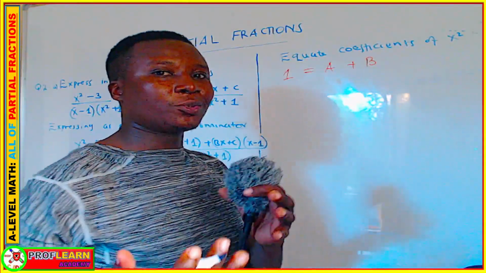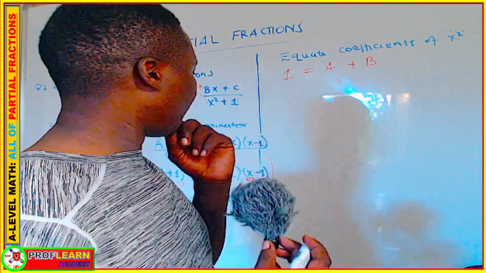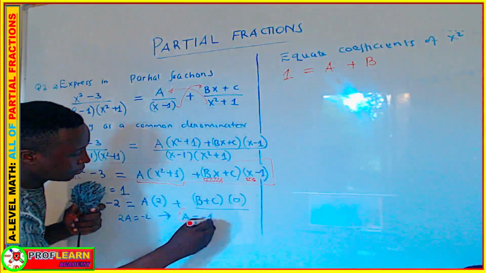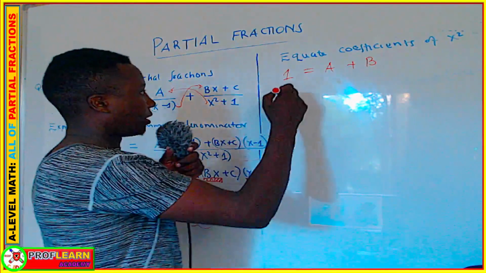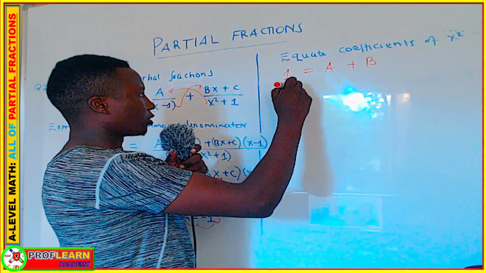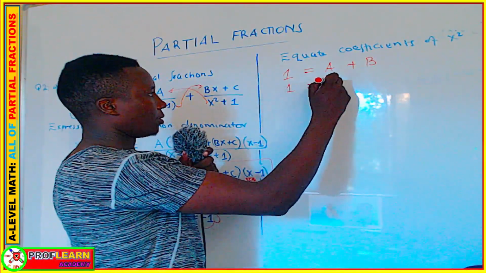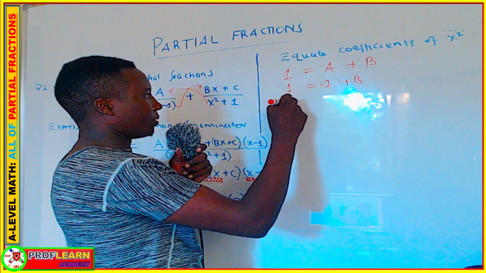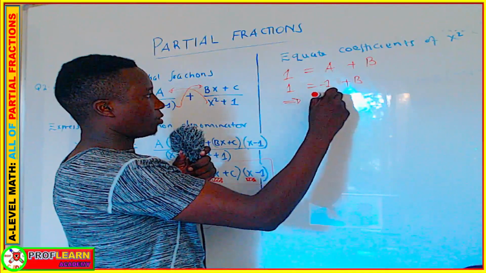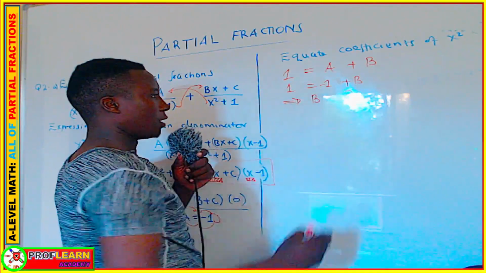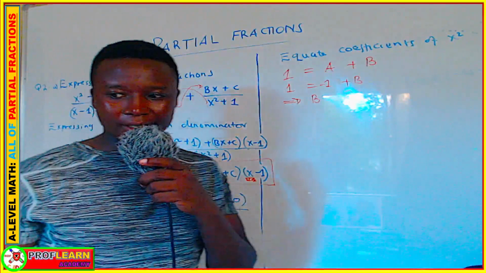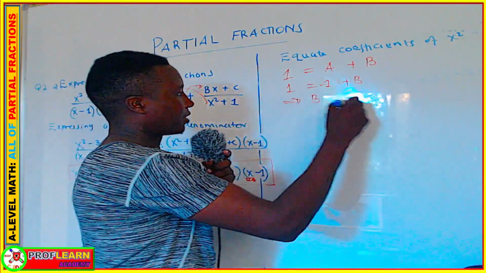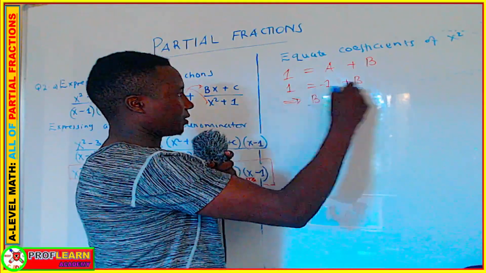So I want you to now find the value of b, because already we have obtained the value of a at this particular point. So we can say this is going to be 1 is equal to negative 1 plus b, which implies that our b is going to be equal to 2. So we are done with the value of b. So we have it, and we are happy with that.